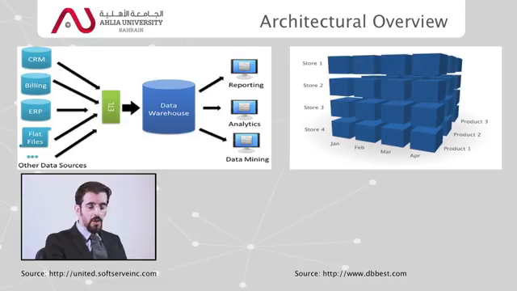Now let's have an architectural overview of a common BI solution. A common BI solution will usually have 4 layers. The first layer is your data sources, from where you will get the data that you'll store in your data warehouse. So our data sources can be either a CRM application, a billing application, an ERP application, or even flat files.